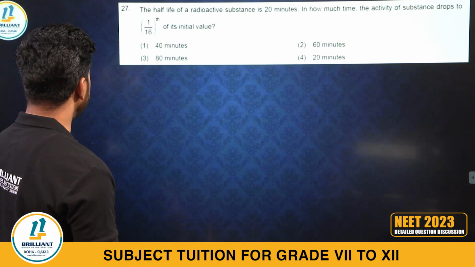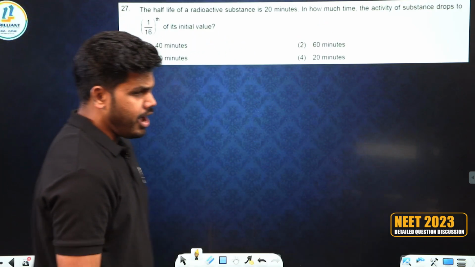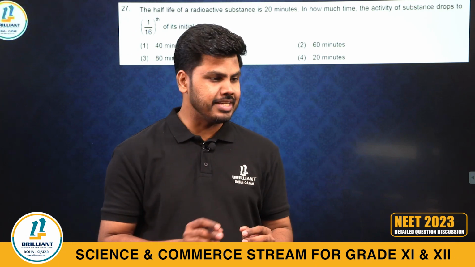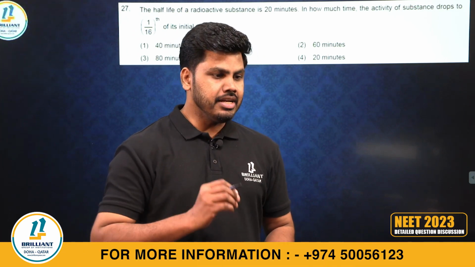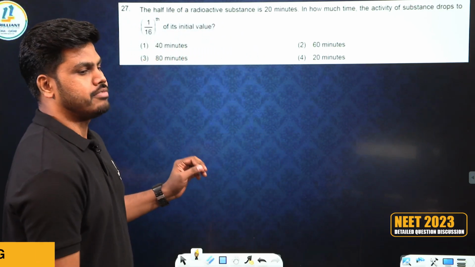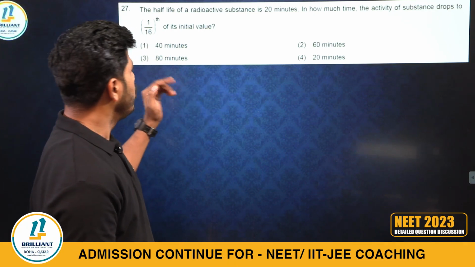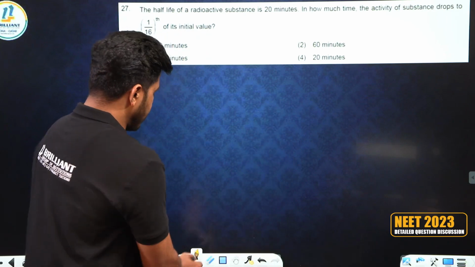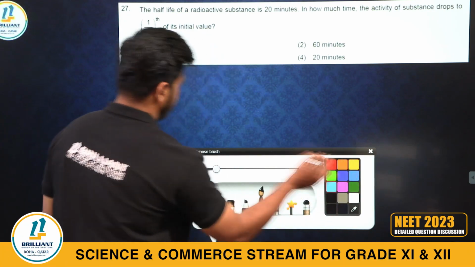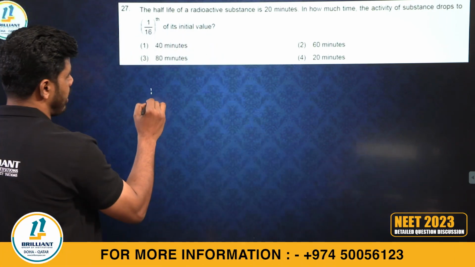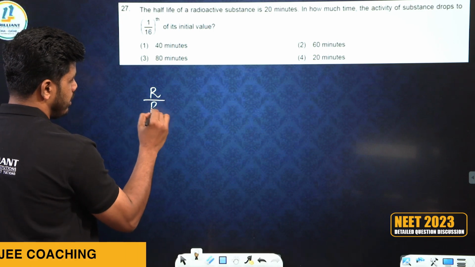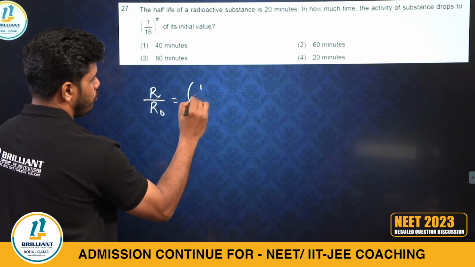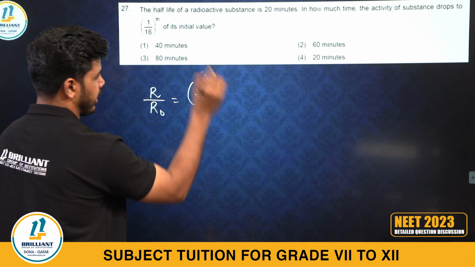Okay, question number 27. The half-life of a radioactive substance is 20 minutes. In how much time does the activity of the substance drop to 1/16th of its initial value? We know the activity relation R by R0 is equal to 1 by 2 whole raised to n.